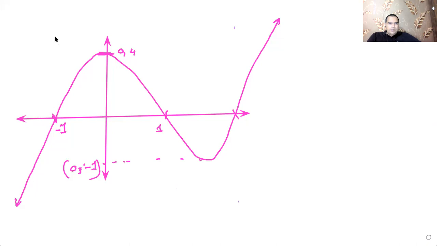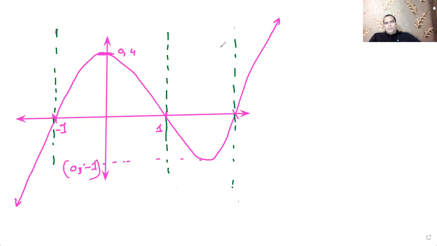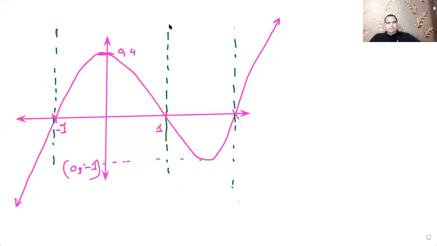The first part we need to draw is the vertical asymptote. When you talk about the vertical asymptote, there are 3 vertical asymptotes here, because wherever you can see the roots, that's your vertical asymptote. So that's your first point here, this is the second point, and then this is the third point. So these are the 3 vertical asymptotes for the graph.